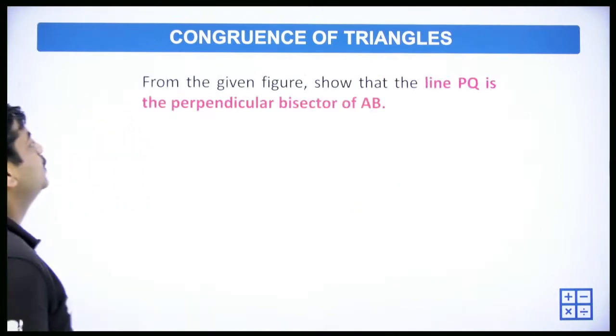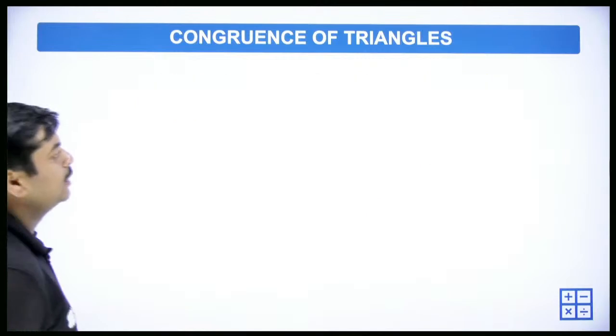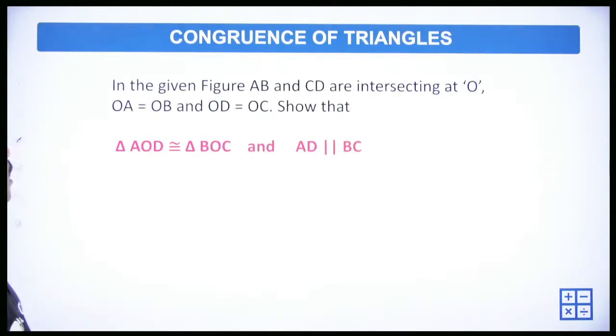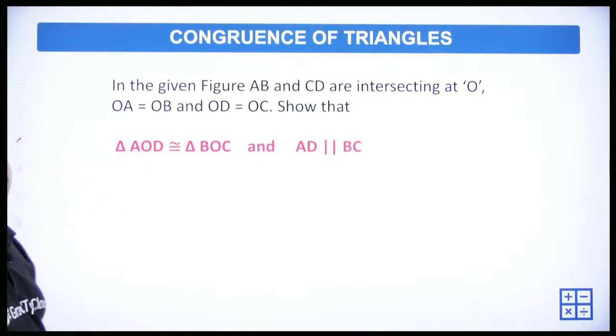So moving ahead, from the given figure, show that the line PQ, the same thing. Okay, we are done with this. The next question. In the given figure, AB and CD are intersecting at O. OA is equal to OB and OD is equal to OC. Show that. So these two things we need to show.